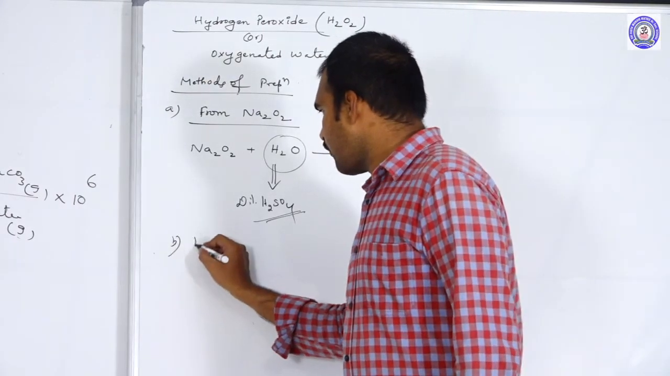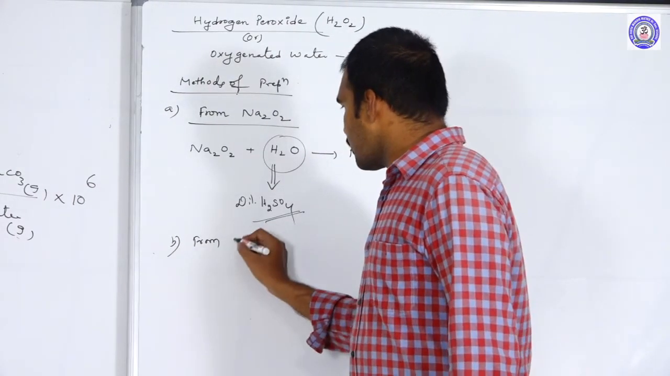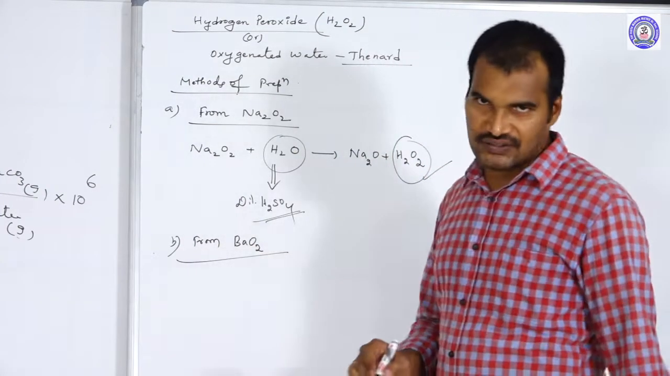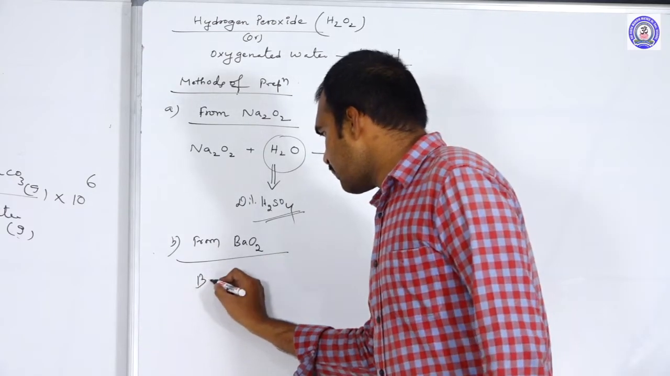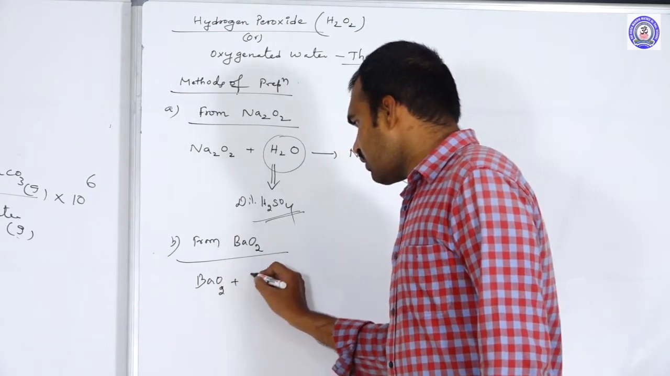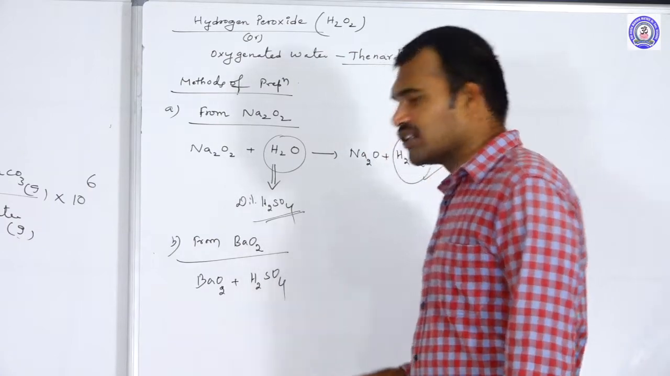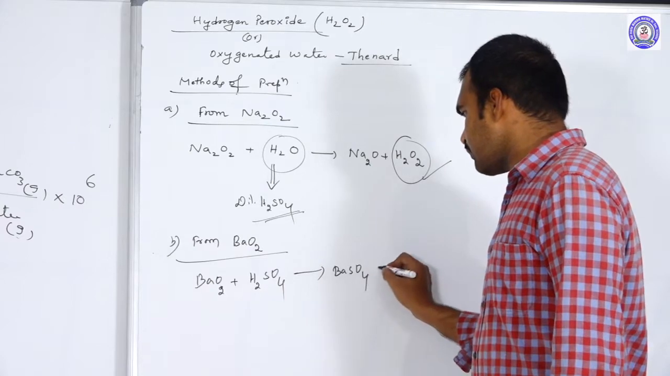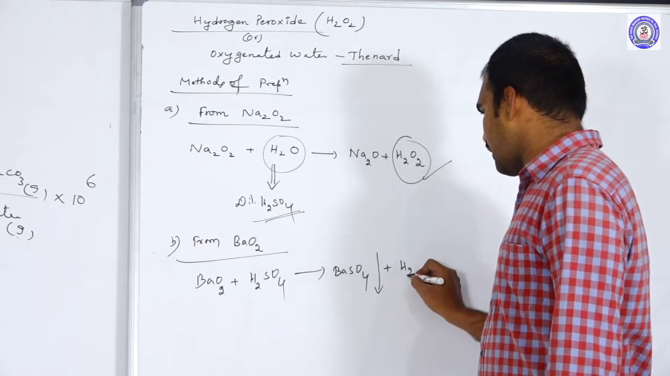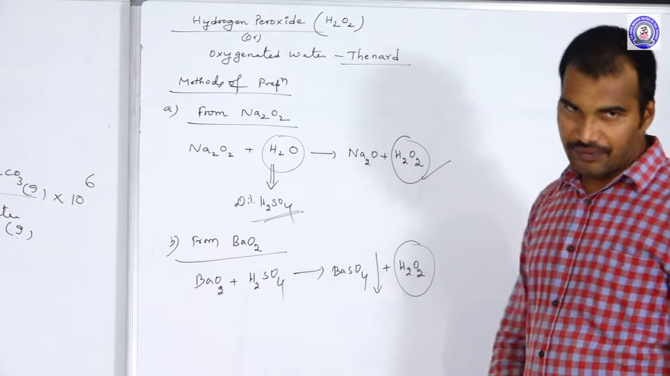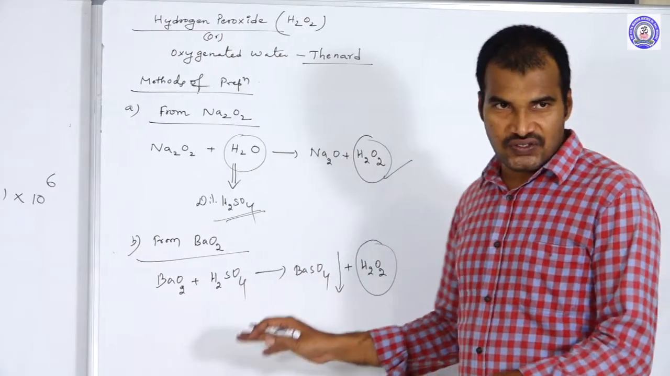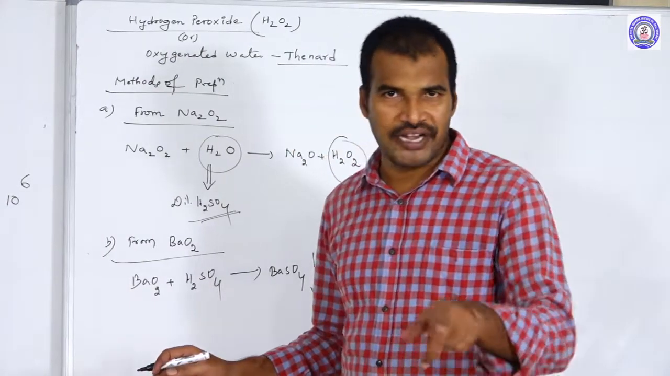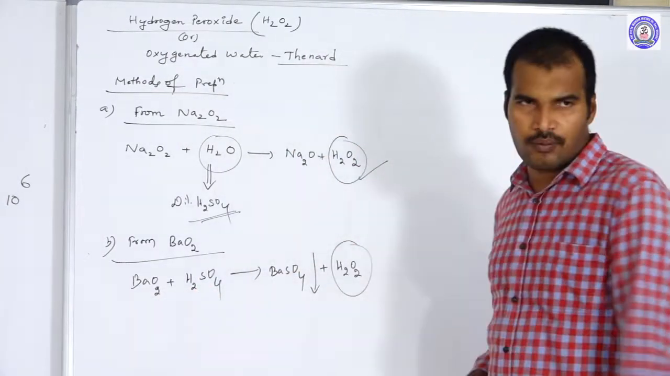The second one is from barium peroxide, BaO2. To this barium peroxide, if you add H2SO4, we get barium sulfate as a precipitate and H2O2 as the main product. Usually barium peroxide exists in a hydrated form with 8 water molecules, and those 8 water molecules will come out, no problem.